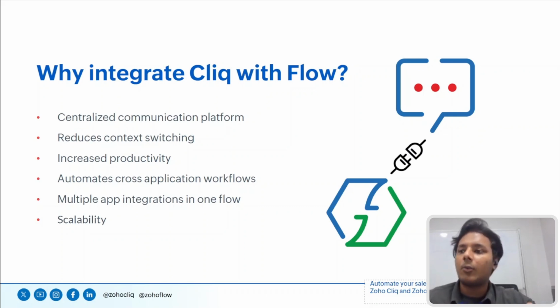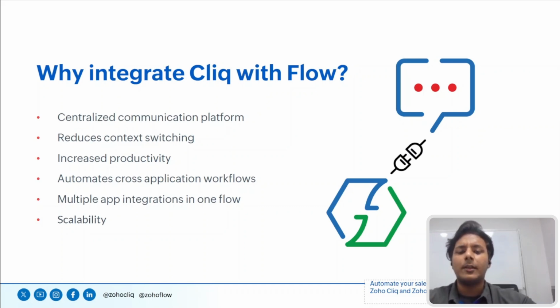Tasks that require manual effort, like creating tasks, sending messages, or updating records, can be completely automated with the help of Zoho Flow. It connects your apps and allows you to set up cross-application workflows that run automatically. Another advantage is that multiple app integrations can be handled within a single flow. Instead of managing separate integrations for each tool, Flow lets you connect everything in one place. And with over 900 supported apps, the possibilities are just endless.